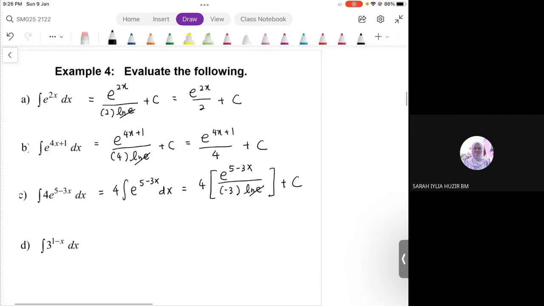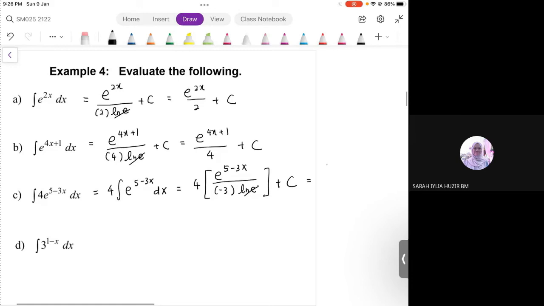If we simplify it more, our final answer will be 4 e to the power of 5 minus 3x over negative 3. Negative saya letak kat depan terus. Plus c.